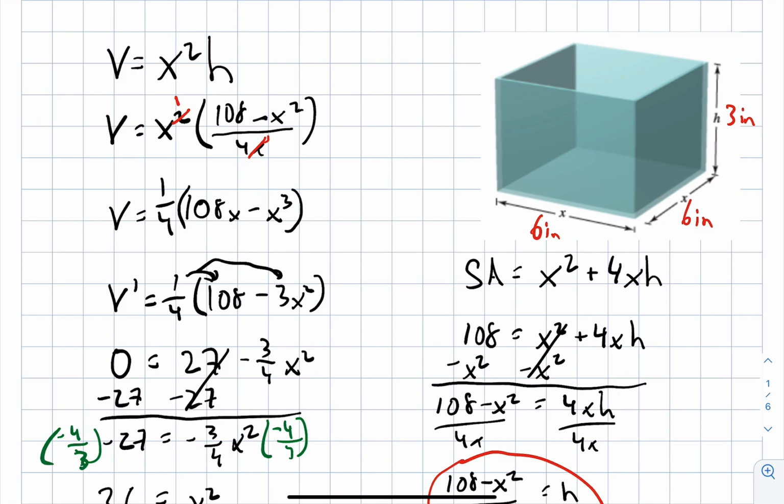and that will be the dimensions that give us 108 inches squared for our surface area and for the maximum volume of this box. Okay, so that's just a quick introduction to how optimization problems work, and we'll get some more practice on that in class.